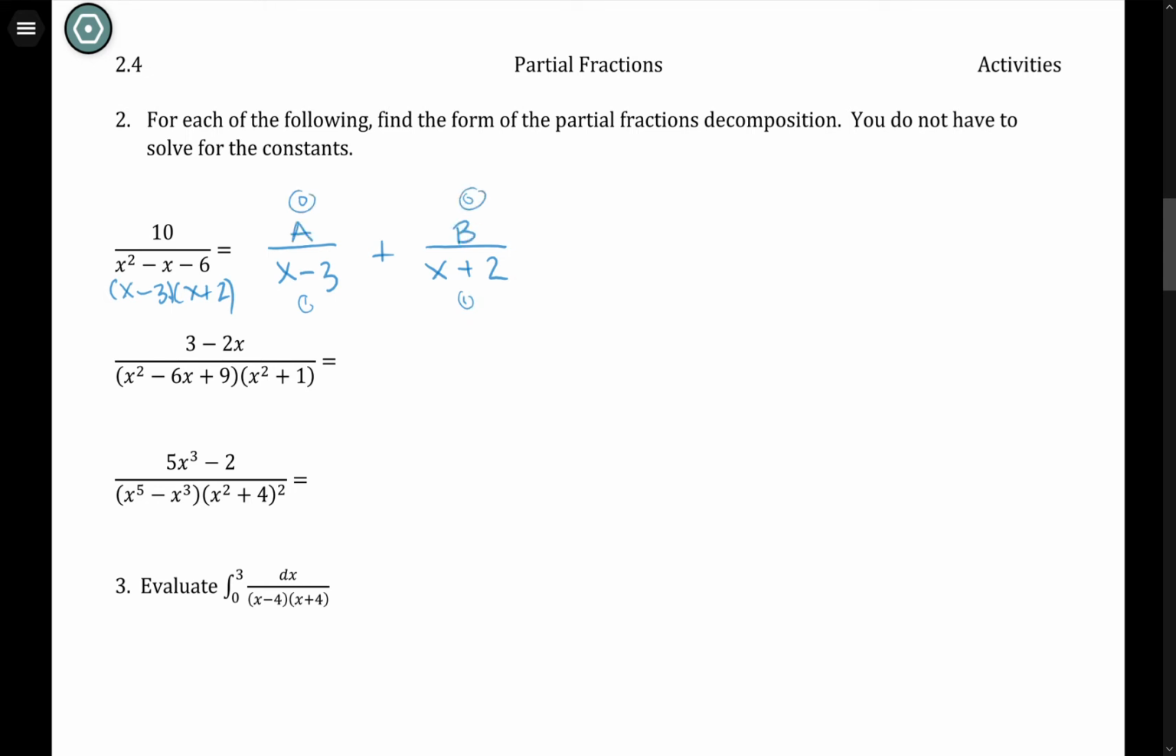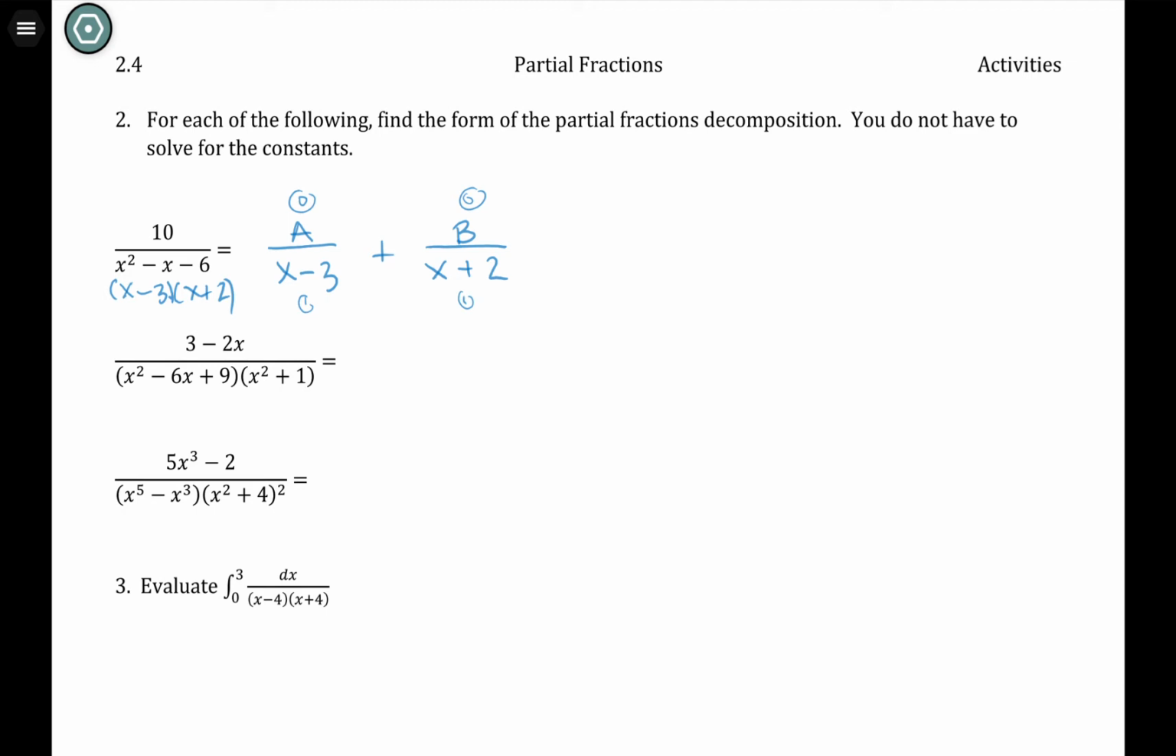And you can pick your letters, it doesn't matter. I generally just do capitals and start at A and start working my way through, but that's not a rule. As long as you don't use the variable x that's already in this problem, you should be in good shape. So that is the partial fractions decomposition for this problem. In number 3, we'll work on how you actually find the values of A and B, but in this one, I just want you to have an example to look back at as to how we break these down.